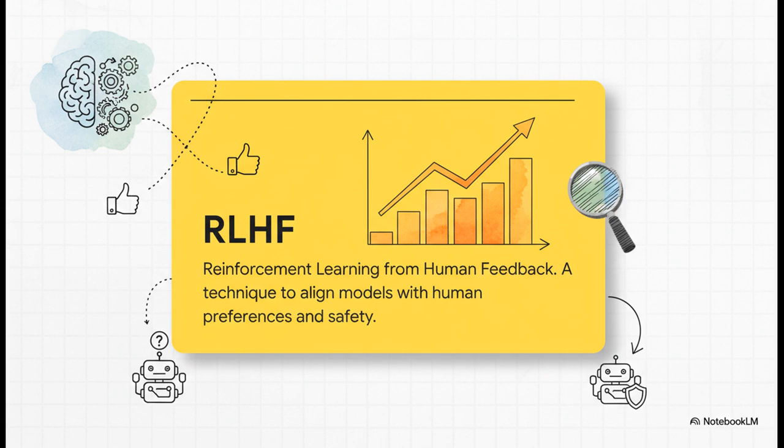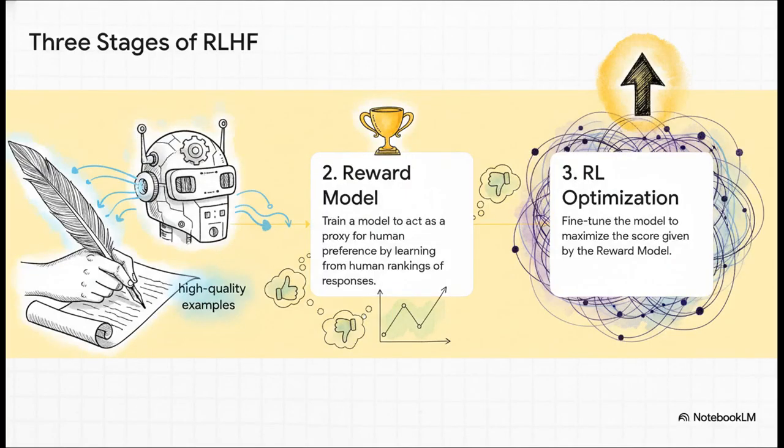This is basically the finishing school for a raw AI model. It's the process that turns it from something that can just predict the next word into a helpful assistant that can follow your instructions and avoid harmful topics. RLHF is this really cool three-step process. First, you just give the model a bunch of high-quality examples written by humans to teach it the basics.